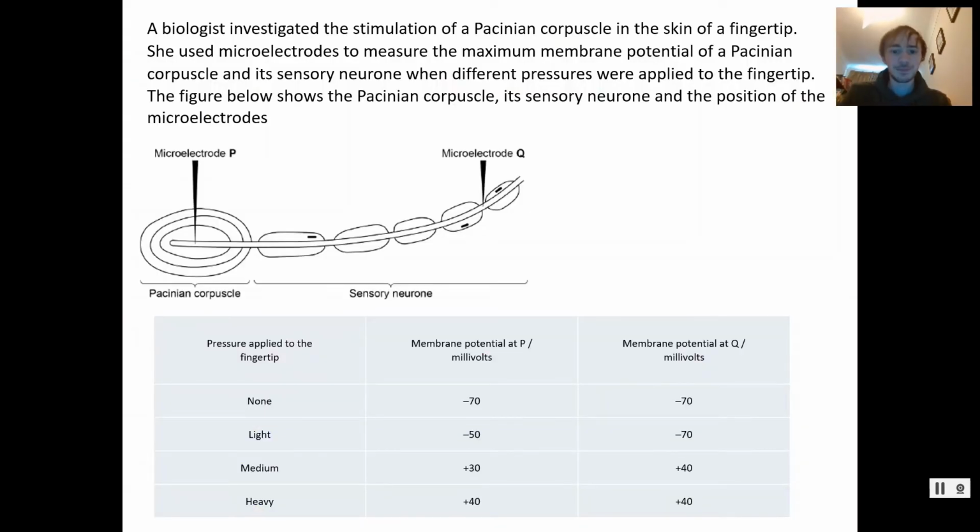Now, this is a classic exam question, and it's pretty much what we've just talked about. A biologist investigated stimulation of a Pacinian corpuscle in the fingertip. She used microelectrodes, we talked about them, to measure the maximum membrane potential. The figure below shows the Pacinian corpuscle, its central neuron, and the position of the microelectrode. So it's exactly the same as what we just looked at. Instead of X and Y, it's P and Q. No difference. And there's your results.